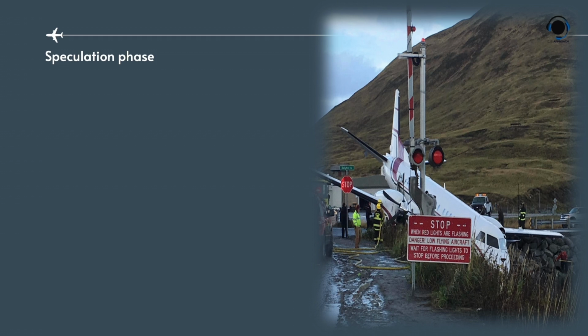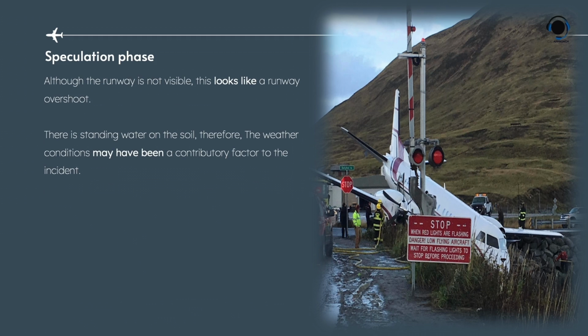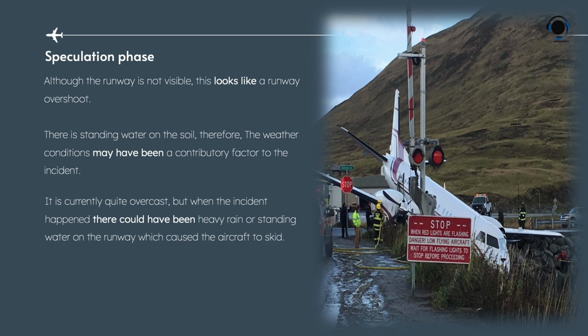Now, I'll try to speculate about what happened in the following picture. Although the runway is not visible, this looks like a runway overshoot. There is standing water on the soil. Therefore, the weather conditions may have been a contributory factor to the incident. It is currently quite overcast, but when the incident happened, there could have been heavy rain or standing water on the runway, which caused the aircraft to skid.